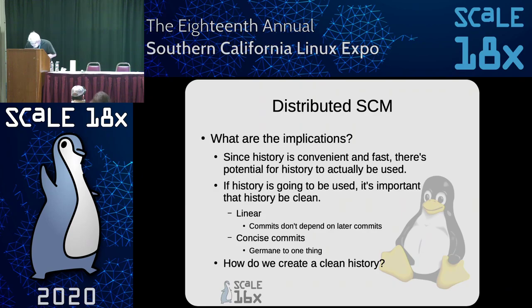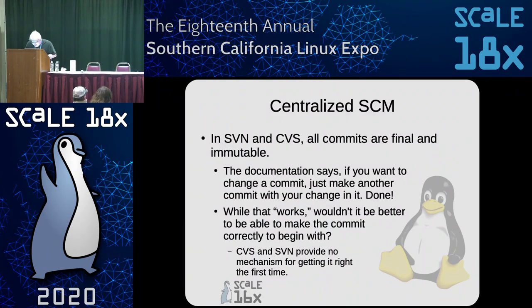Since history is convenient and fast, there's potential for history to actually be useful. If history is going to be used, it's important that history be clean. First of all, linear. You don't want one commit to depend on a later commit, because if that happens, then the earlier commit is broken. You also want concise commits, germane to one thing. You don't want one commit that adds every single 5 new features. I call them kitchen sink commits. They're pretty gnarly. How do we create this?